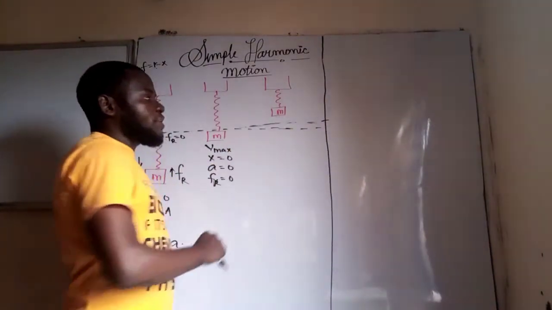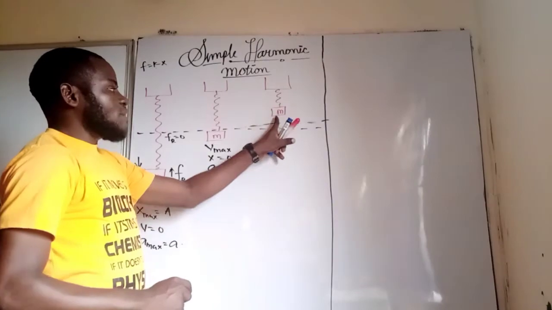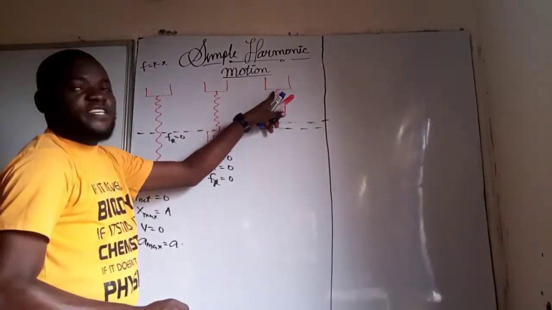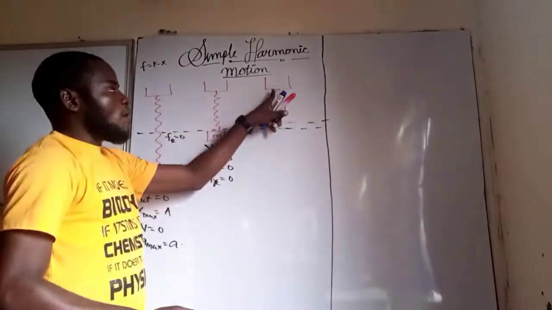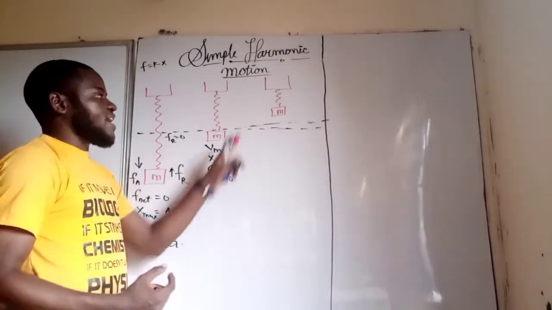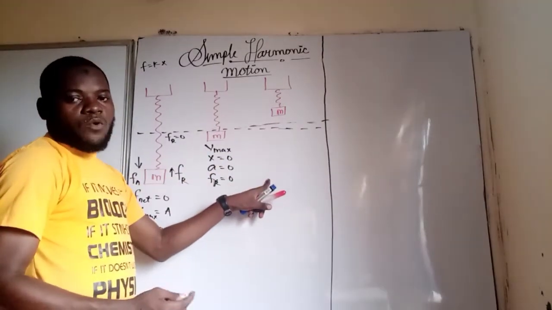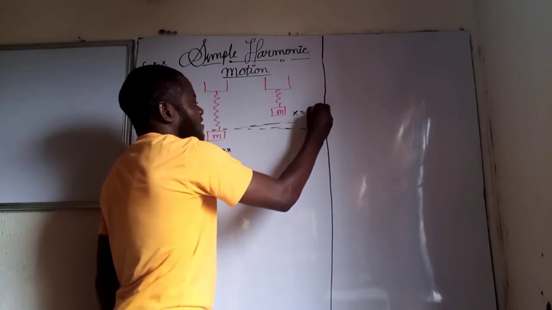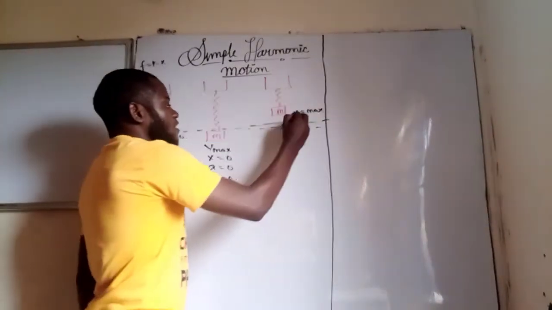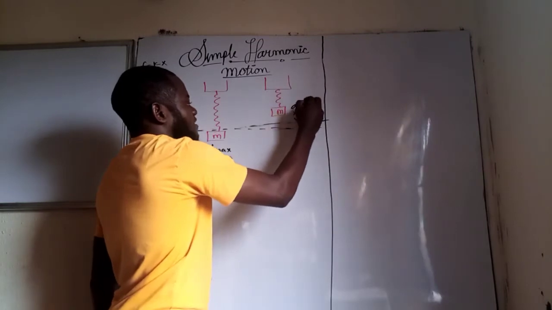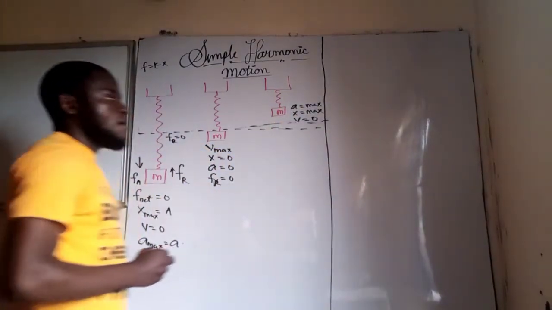Now, by the time the body compresses, remember, it is the momentum that caused the body to compress. When the body compresses completely, the restoring force is set to build up again to push the body downward. Hence, our x at this place is also maximum, and our velocity has become what? 0. Hence, we also have acceleration here to be maximum.